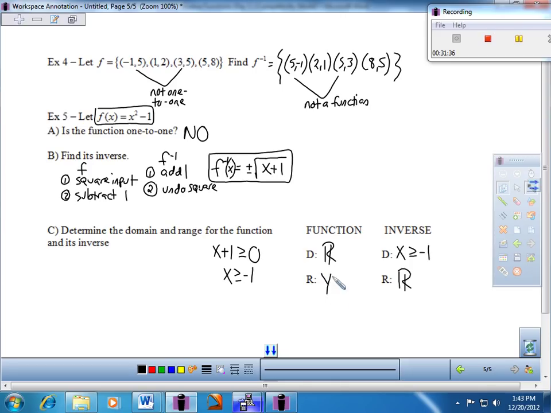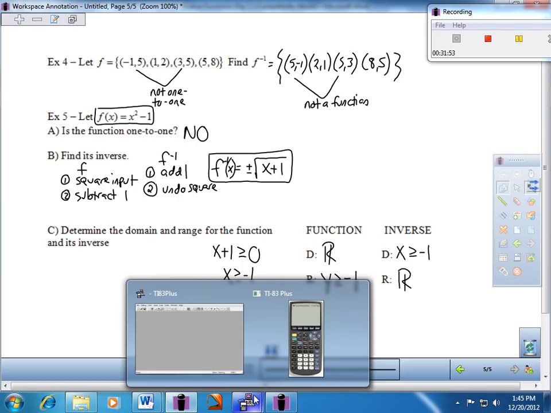Don't forget, we are talking range, so please go y. And I know for a fact, even without having graphed it, or the need to graph it, that the range would be anything bigger than or equal to -1. Hey, let's bring that calculator up one more time and see it.